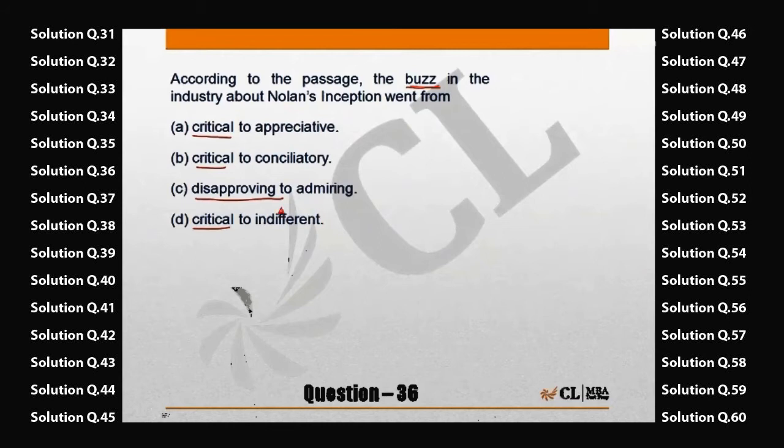So the best answer choice would be to move from critical to indifferent. Admiring is clearly incorrect. Appreciative is clearly incorrect. There is nothing to suggest that they are being appreciative. On the contrary, they are indifferent. Conciliatory is a position against it. They were not against it. They were just indifferent to it. Option D. This was the question that you could have solved. One question from this passage. Definitely you should have got it correct.